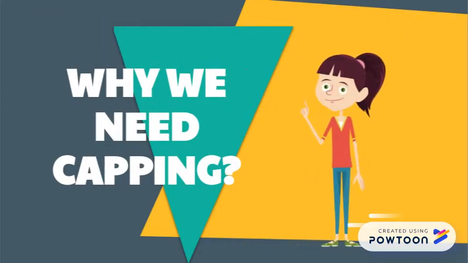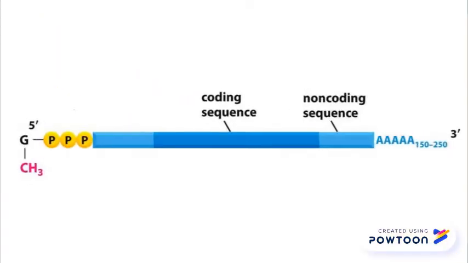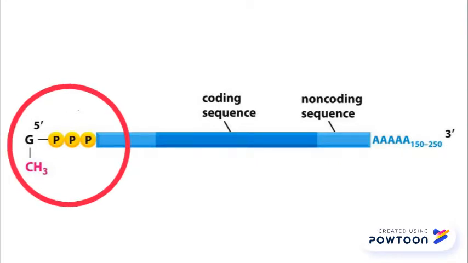Why do we need capping? Capping protects mRNA from 5' exonuclease activity, and it prepares the transcript to interact with IF2 to position the mRNA on the ribosome.